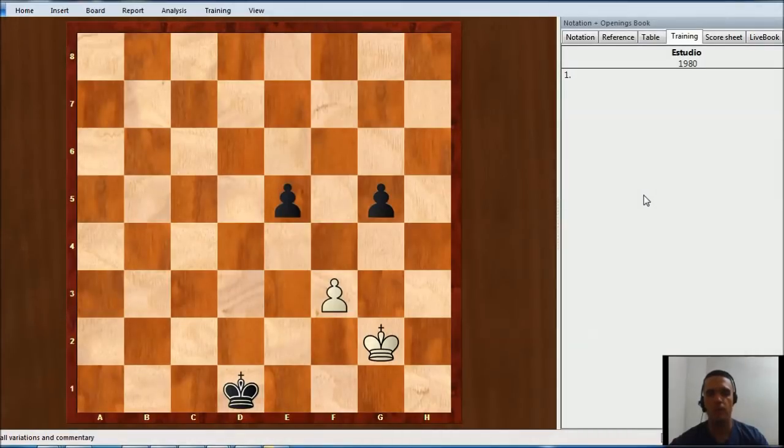And now it is white to move. This is a little harder. Try to find the best move for white here. The best move is going to be king h1.